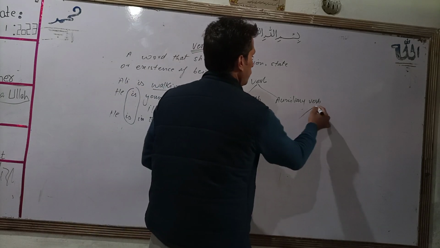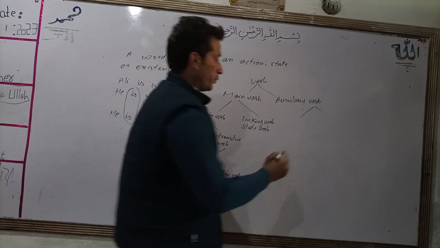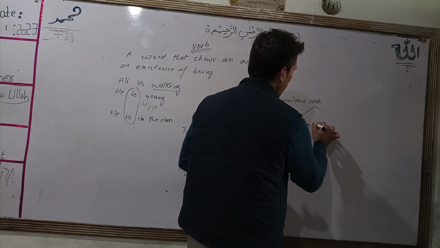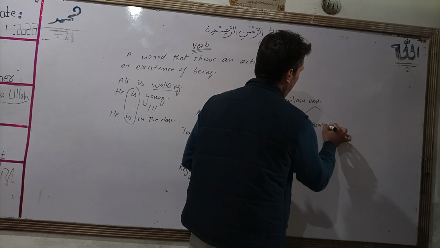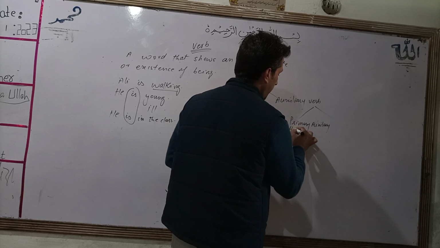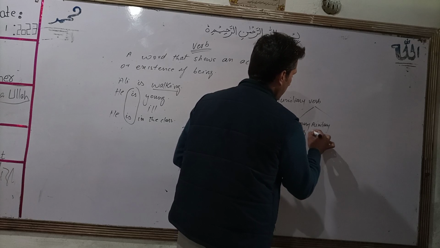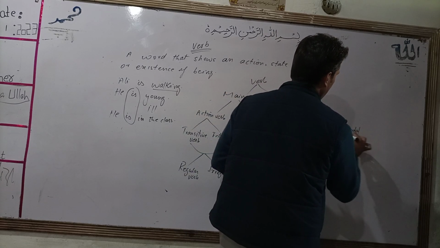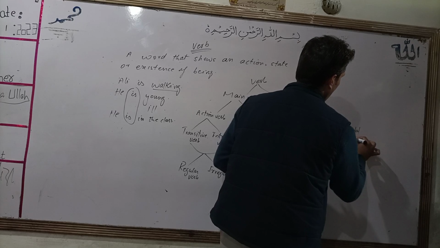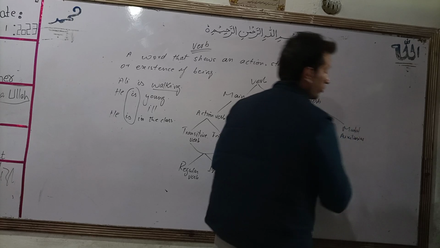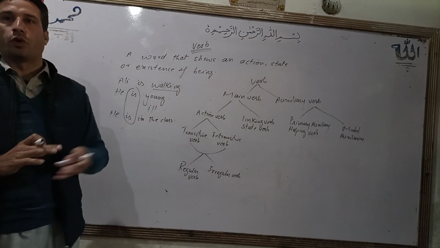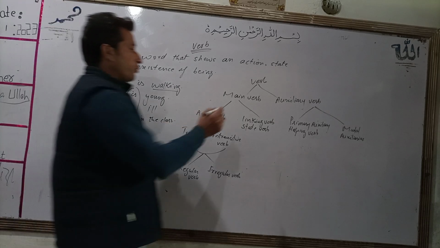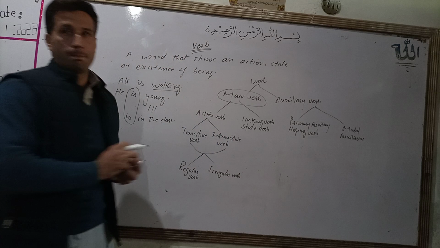Similarly, here we have two further categories in auxiliaries. We have primary auxiliary, or we call them helping verb, and we have modal auxiliaries. We'll discuss them one by one. So first of all we have main verb.